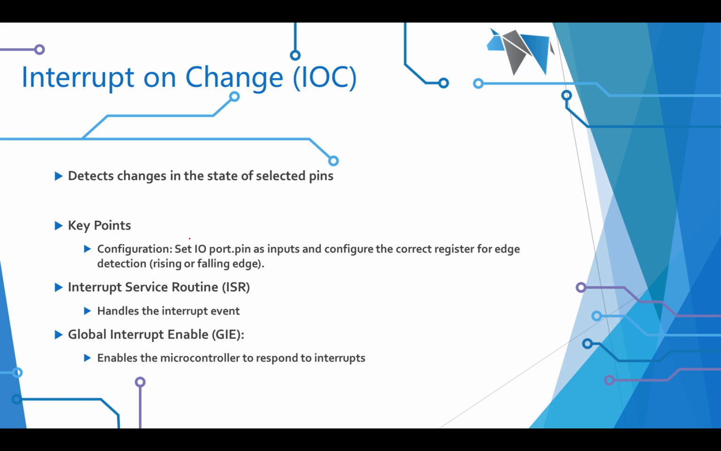With respect to what we're going to do, interrupt on change, IOC, the microcontroller can detect changes in the state of a selected pin or pins. You have to set up the pin as an input and configure the correct register in terms of whether you want to capture the rising edge or the falling edge. You need to define an ISR and you need to set the global interrupt. But do you have to do all that in GCBASIC? No. You must set the pin up in terms of its configuration. You've got to write an ISR, but the global interrupts are all managed for you.